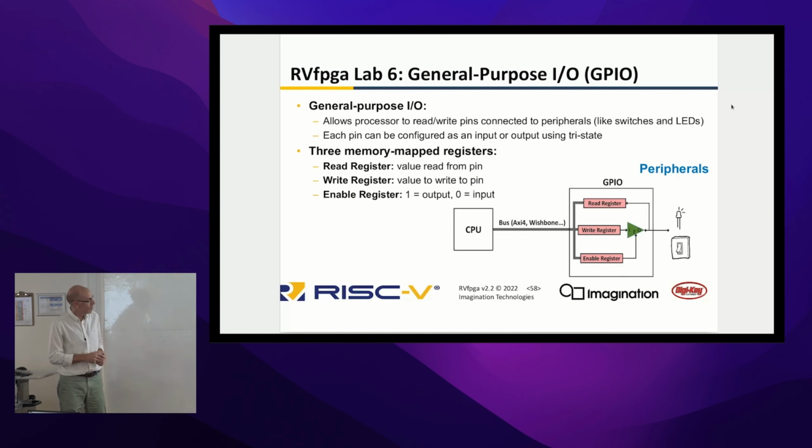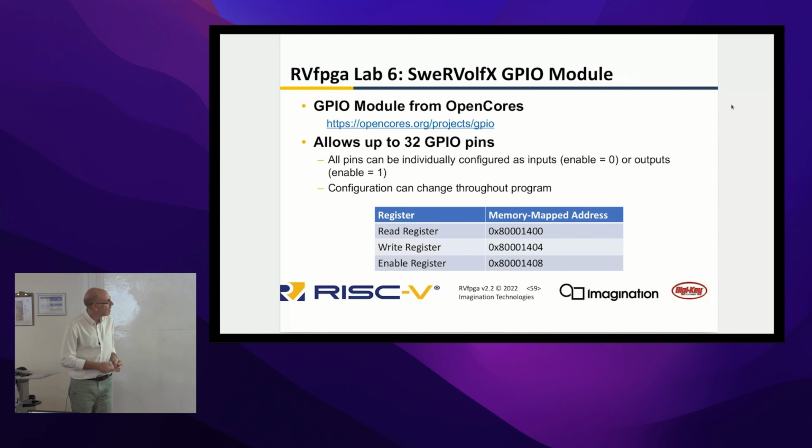This is the introduction to a generic GPIO controller. It includes 3 registers, as you all probably know, a read register, a write register, and an enable register, so that each pin can be configured as an output or an input. And this is the GPIO module that we use in RVfpga. It's obtained from OpenCores, it's open source, and allows up to 32 GPIO pins, which is perfect for us because we have 16 switches and 16 LEDs.